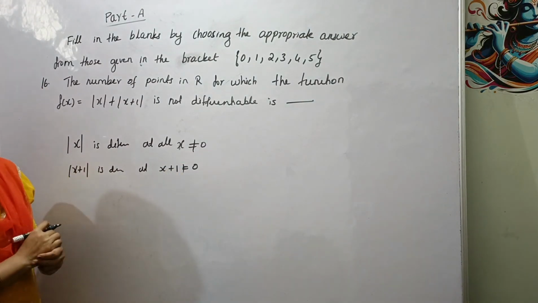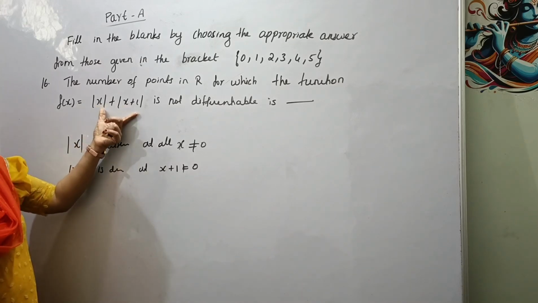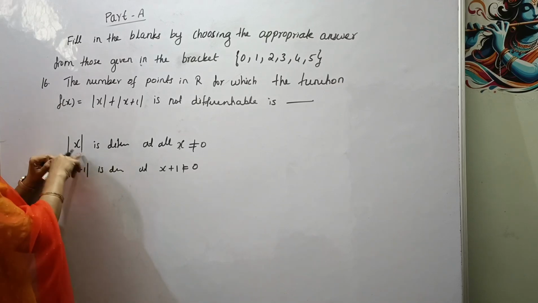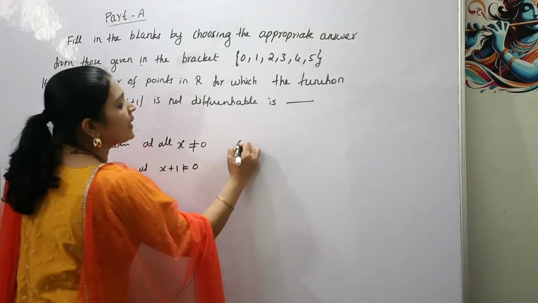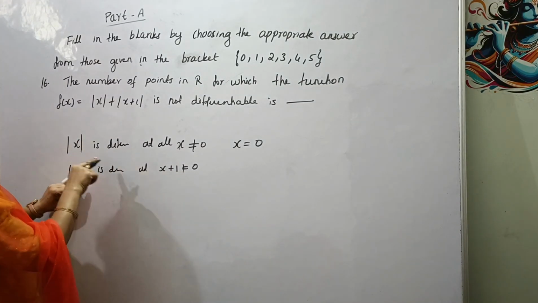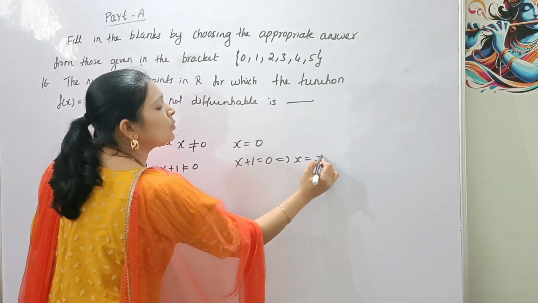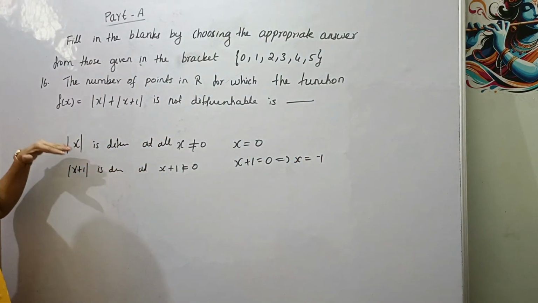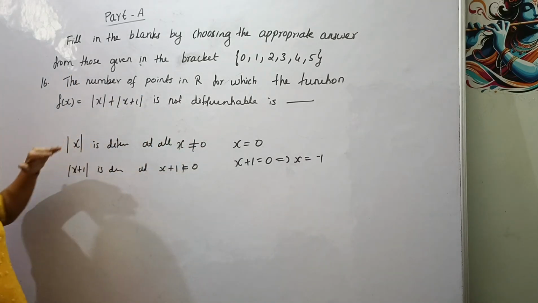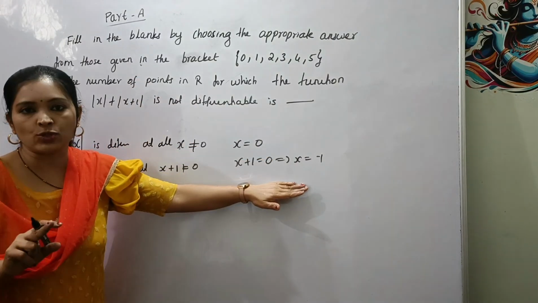Here we have to find for how many points this function is not differentiable, right? Now let's write. This modulus x is not differentiable at x is equal to 0, and modulus x plus 1 is not differentiable at x plus 1 is equal to 0. That implies x is equal to minus 1. So modulus x is not differentiable at x is equal to 0 and modulus x plus 1 is not differentiable at x is equal to minus 1.